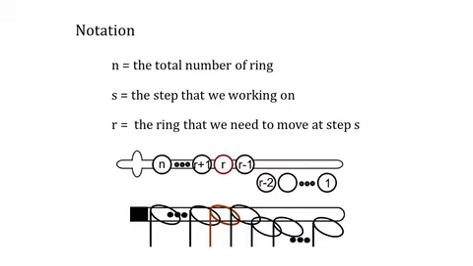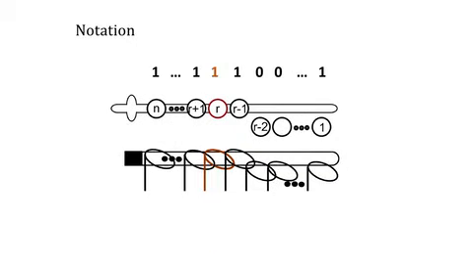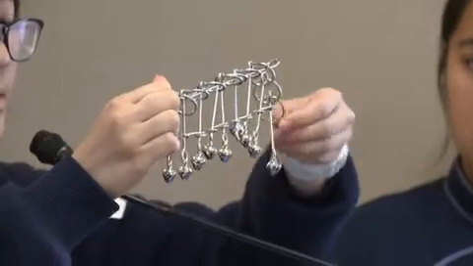Now, I'm going to talk about the notation of the Chinese ring. We will let n represent the total number of rings. We will let s represent the step that we're working on, and r represent the ring that we need to move at step s. The ring near the handle is n, and the ring at the opening is the first ring. We will use 1 to represent it.